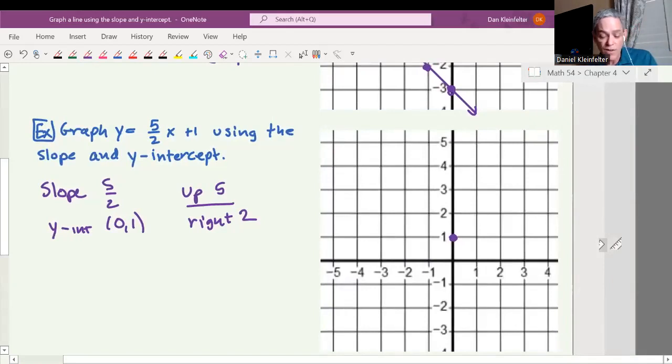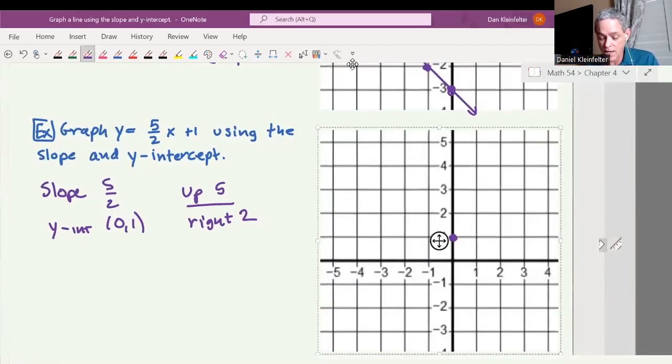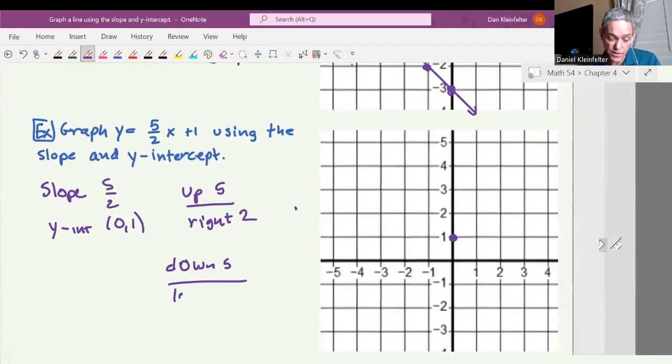We could go down 5 and left 2 if we wanted. Here I was looking at this and I'm thinking, if I go up 5, I need to be at 6, and that's going to kind of take me off my grid, and I don't want to do that. So I could also go down 5 and left 2.